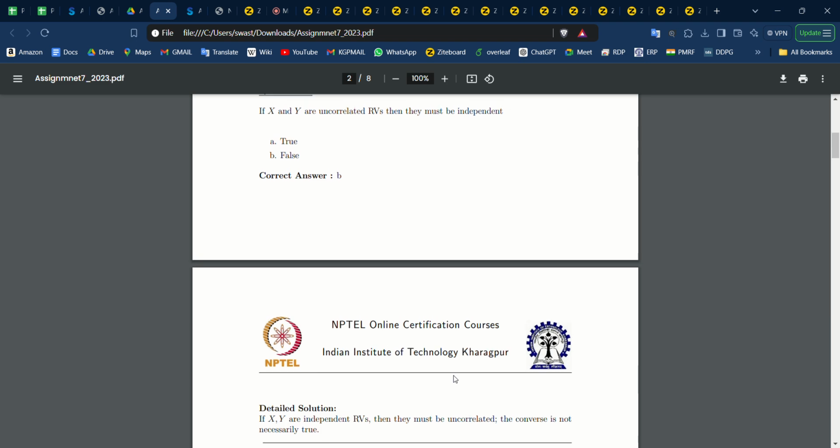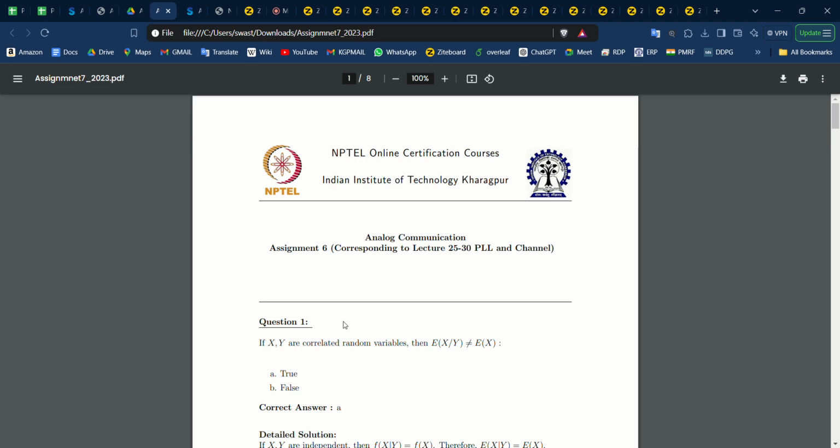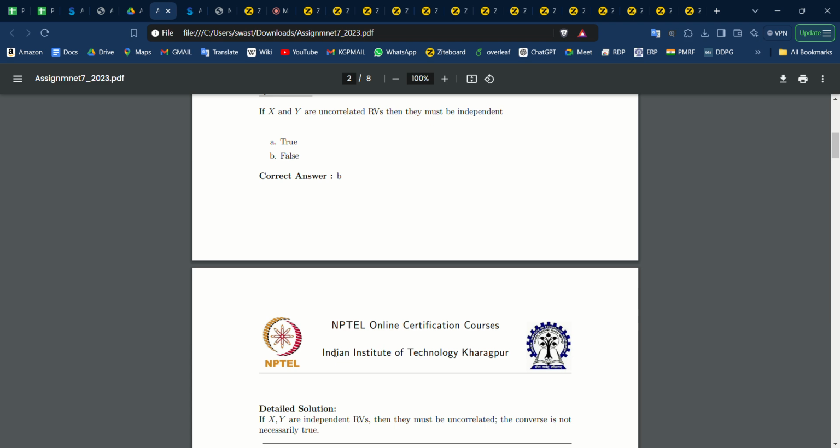Here rather than solving the question, I will directly go to the answer because there is nothing to solve. This is a concept, not a problem. If X and Y are independent random variables, then they must be uncorrelated. So this one is true. We have seen that here. But the converse is not necessarily true. If X and Y are uncorrelated, they may still be dependent.